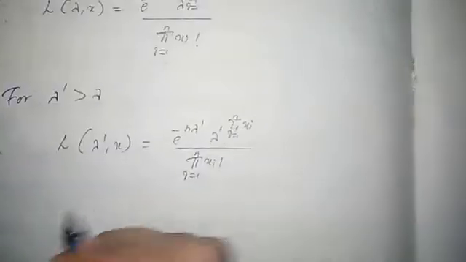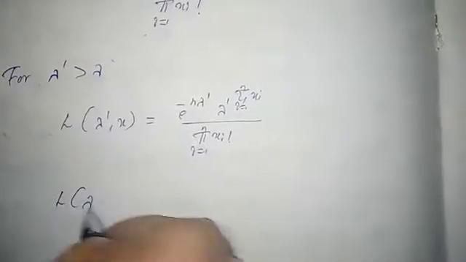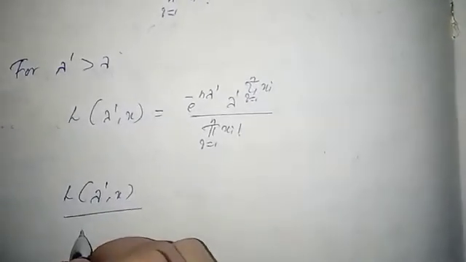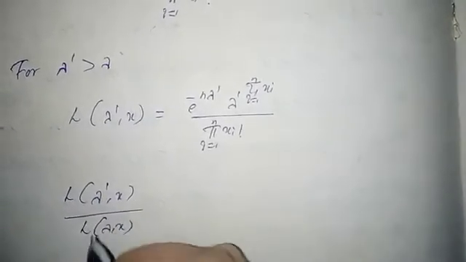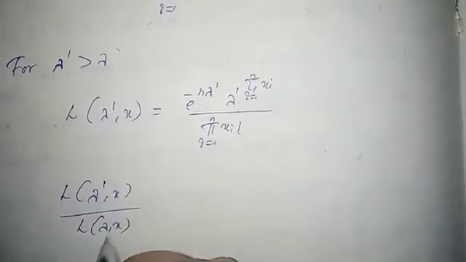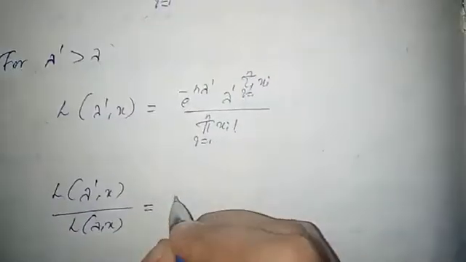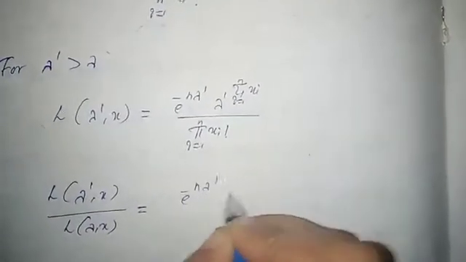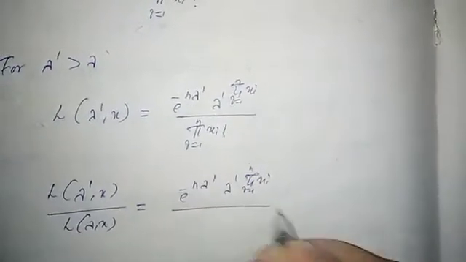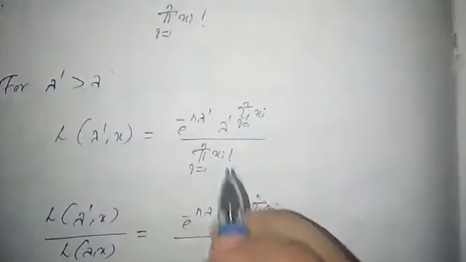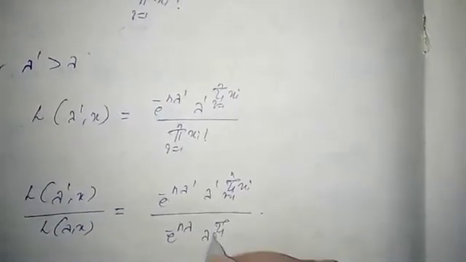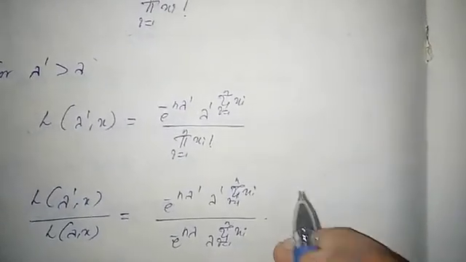Then we have to take the ratio. The likelihood ratio, likelihood under lambda dash x divided by likelihood under lambda x, is equal to e power minus n lambda dash, lambda dash power summation xi, i equal to 1 to n, divided by e power minus n lambda, lambda power summation i equal to 1 to n xi. Here the product of xi factorial terms cancel.